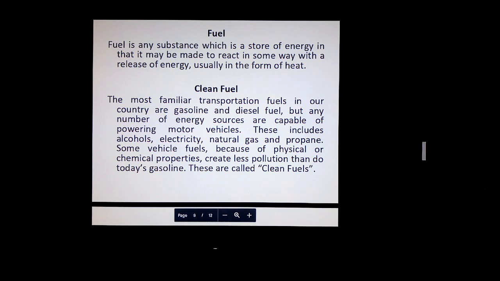Clean fuel. The most familiar transportation fuels in our country are gasoline and diesel fuel, but any number of energy sources are capable of powering motor vehicles. These include alcohols, electricity, natural gas and propane. Some vehicle fuels, because of physical or chemical properties, create less pollution than do today's gasoline. These are called clean fuels. That is why we are expected to use more of clean fuels.